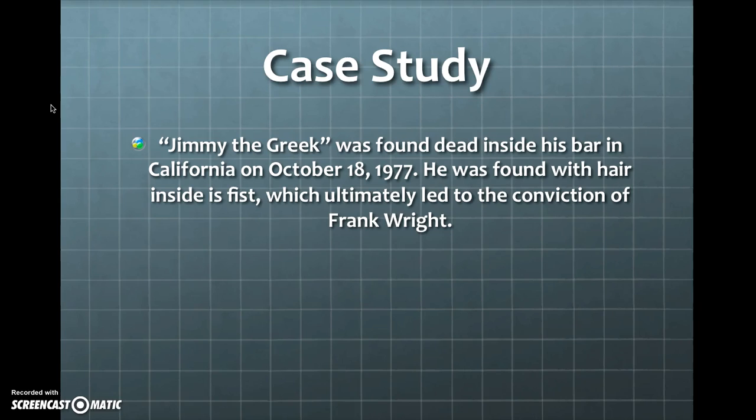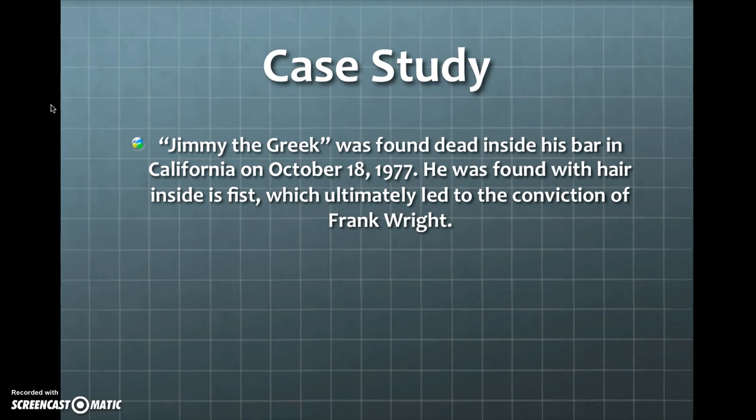So on October 18th, 1977, in California, a man nicknamed Jimmy the Greek owned a bar, and he was seen to have gotten into a scuffle about an hour earlier with another man, and later on that night he was found dead. Jimmy the Greek was found dead inside of his bar. He had been stabbed multiple times, and he was found with hair wrapped inside of his fist.